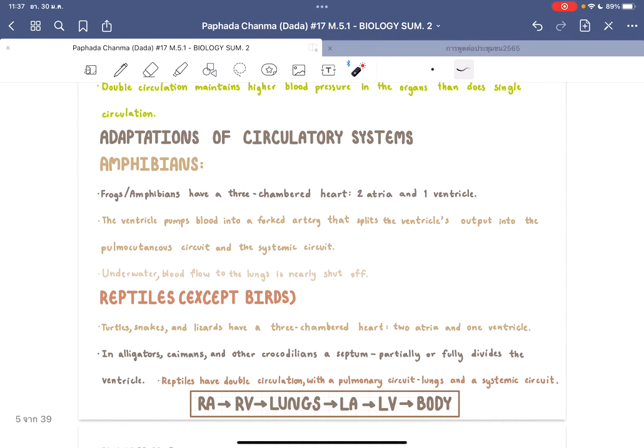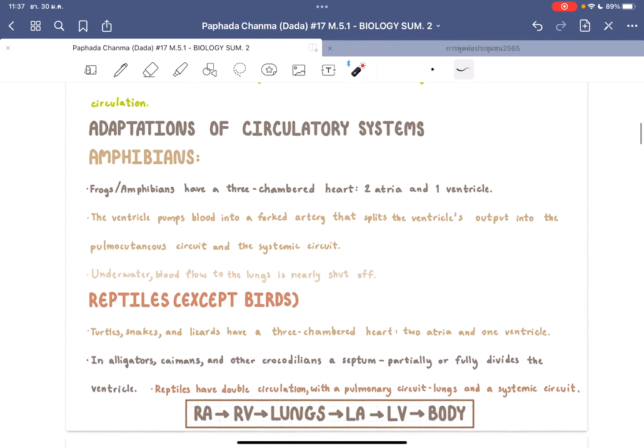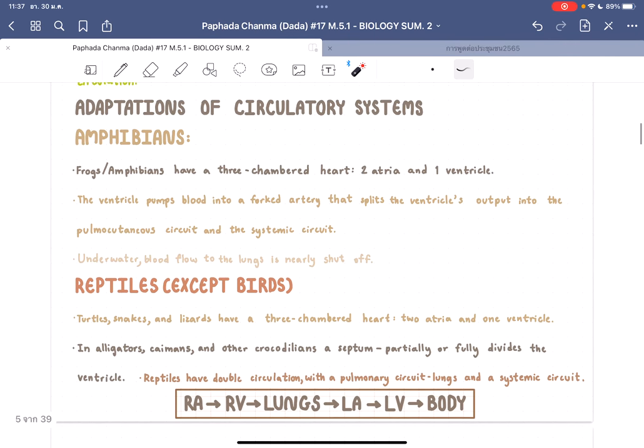Next is adaptations of the circulatory system: amphibians. Frogs, or amphibians, have a three-chamber heart, which means they have two atria and one ventricle. The ventricle pumps blood into a fork artery that splits the ventricle output into the pulmocutaneous circuit and the systemic circuit. Underwater, blood flow to the lungs is nearly shut off.